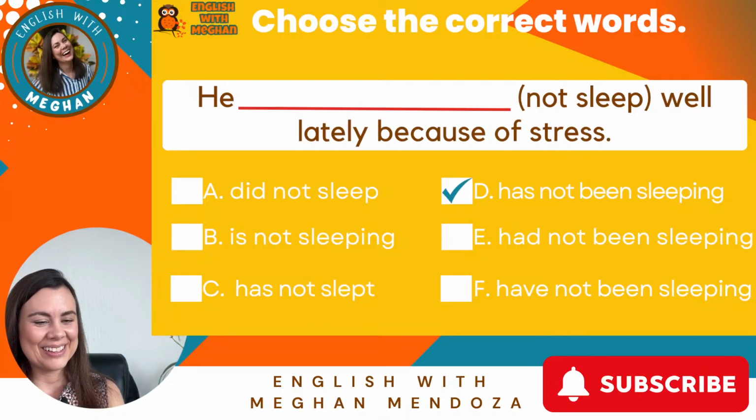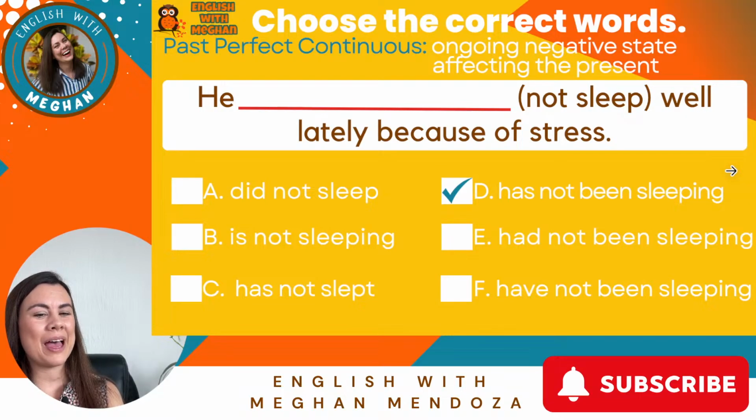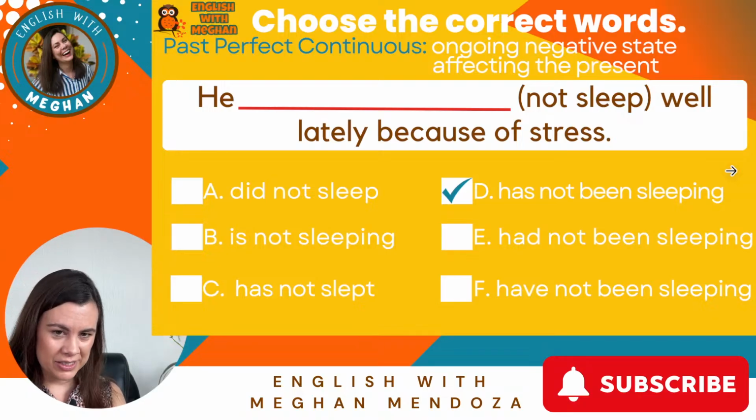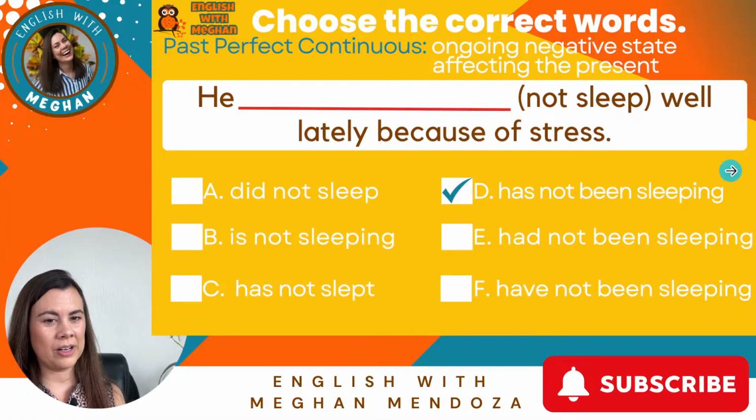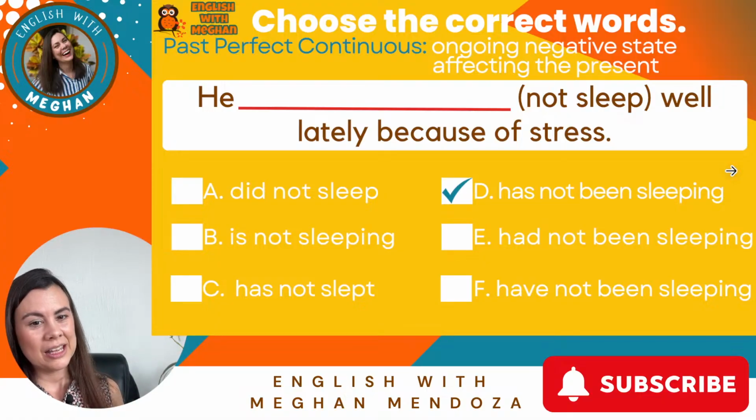Okay. So the reason this is our answer here, why is it? It's present perfect continuous, right? We have an ongoing negative state. In this case, it's negative, affecting the present, right? It started in the past and continued till now. That word lately just means in the recent past. And for everything in the recent past, we use the perfect continuous.